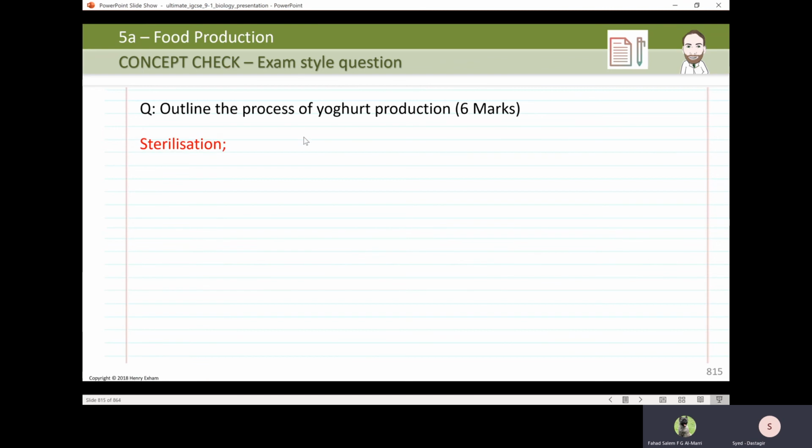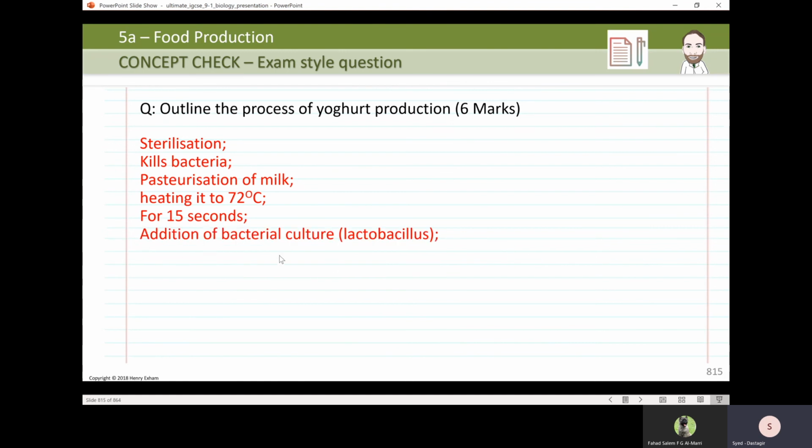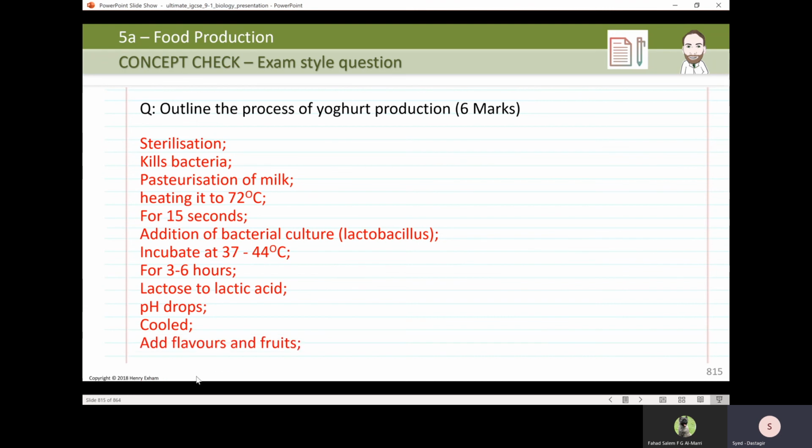So sterilization first kills the bacteria. Pasteurization of milk to kill the bacteria in the milk. Sorry, sterilization of the equipment. And then we heat it to 72 degrees for pasteurization for 15 seconds. Then we add the bacterial culture, lactobacillus. We incubate it at 37 to 44 degrees for 3 to 6 hours. Then this lactobacillus converts the lactose sugar in the milk to lactic acid. The pH drops, so the milk solidifies into yogurt. We cool it down, then we add flavors and fruits. Happy?